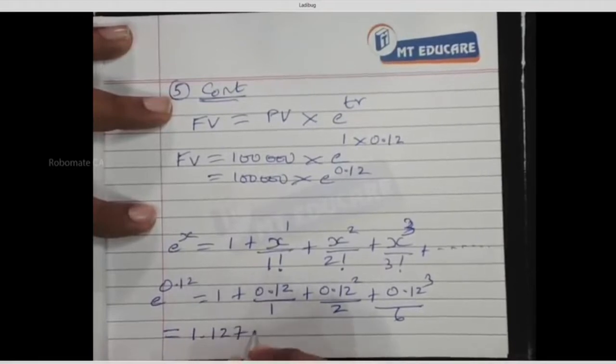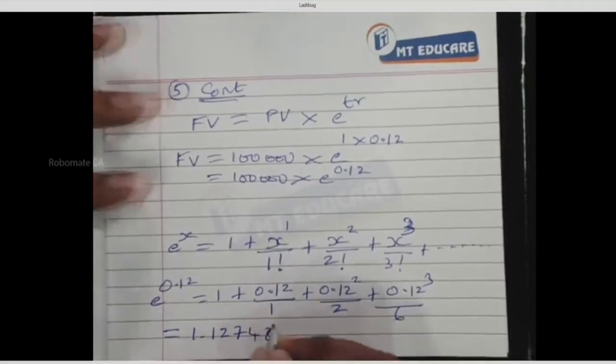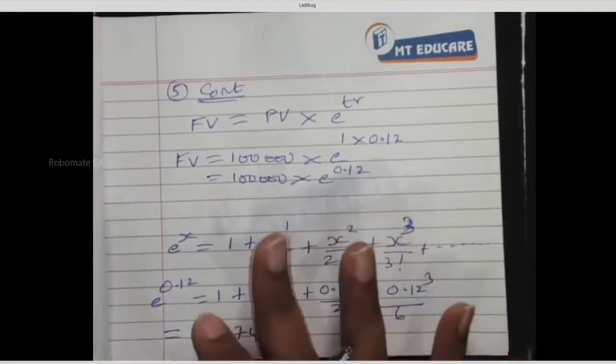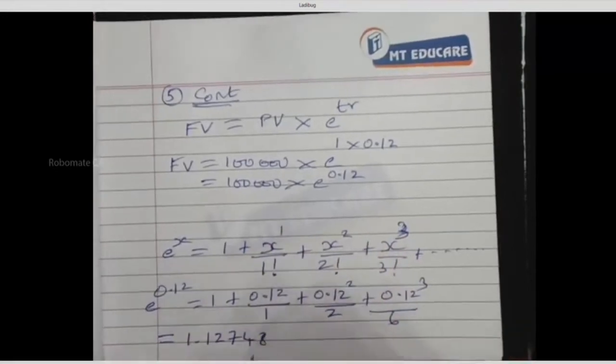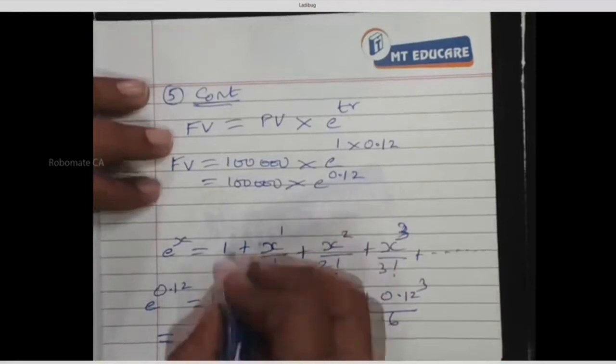1.12. 1.127, 5 or 4? Okay, let's check the number: 1.12748. Understand that 1.12748 is the compounding factor. Respond yes or no? Now, come to the future value.